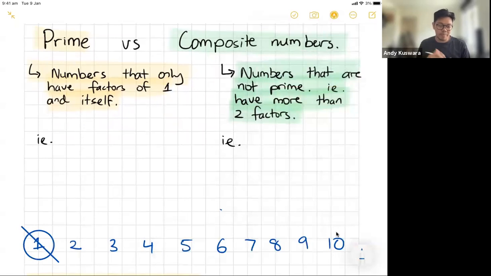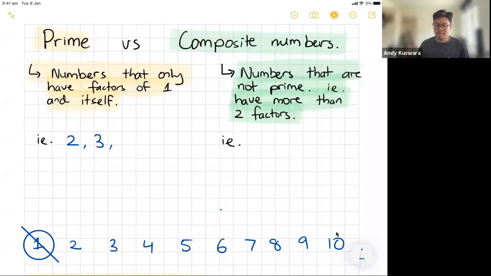But if we think about two, how many numbers can divide evenly into two? Well, one works. I can divide two by one, and I can also divide two by two. This is an interesting one because a lot of people forget two is a prime number. One can divide nicely, and itself, which is two, can divide nicely into it. So two is a prime. Now, what about three? I can only divide it by one and three, so that would be a prime.